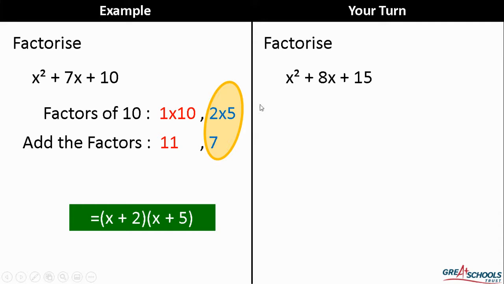Okay, what I want you to do now is have a look at this one on the right. I want you to pause the video, have a go at it, and then restart the video in a moment. So pause the video now.